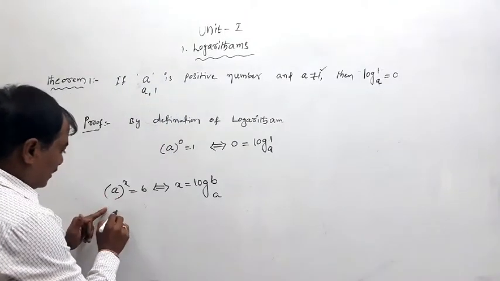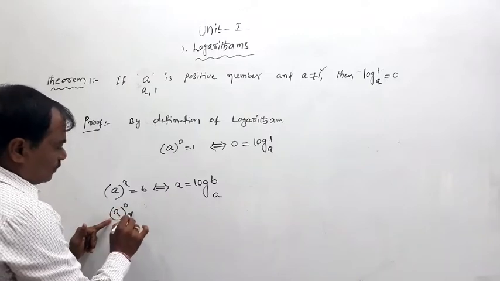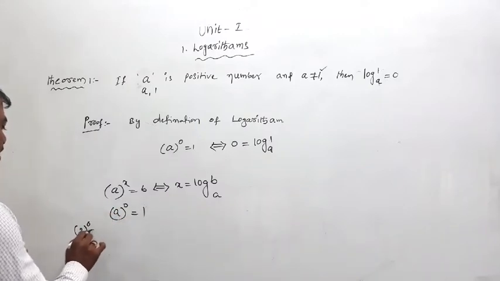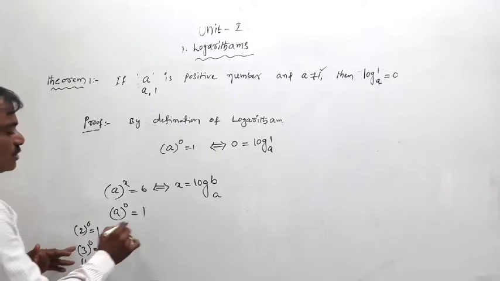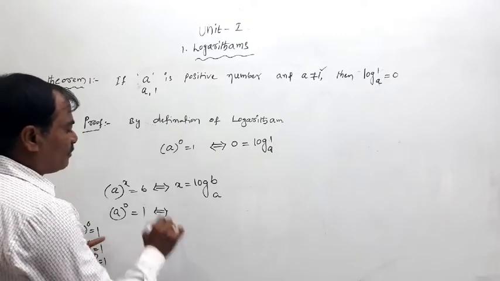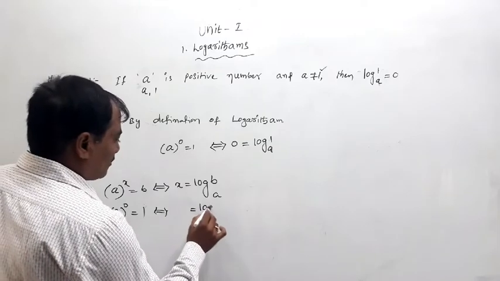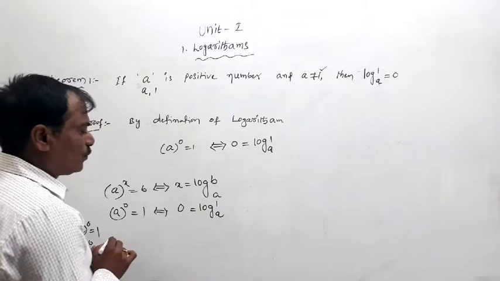Any number to the power 0 equals 1. For example, 2 to the power of 0 equals 1, 3 to the power of 0 equals 1, 4 to the power 0 equals 1. So therefore, if and only if, by the definition of the logarithm, the logarithm of 1 to the base a equals 0.